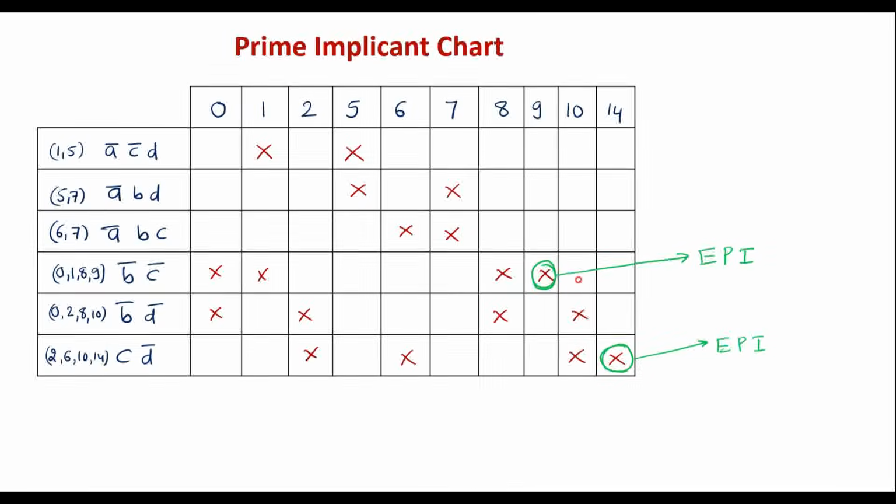So now here we can see that this essential prime implicant is with respect to the min terms 0 1 8 9. So here 0 is covered, 1 is covered, 8 is covered and 9 is covered. Similarly with respect to this essential prime implicant we have 2 6 10 14. So 2 is covered, 6 is covered, 10 is covered and 14 is covered. So here we can see that min terms 5 and 7 are not yet covered.